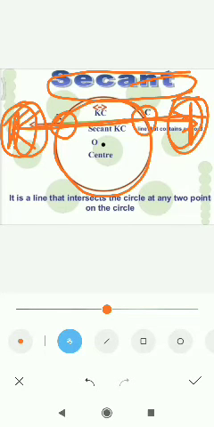So this is a secant. It's a line that intersects the circle at 2 points on the circle. In the same way, this is another secant. Infinite numbers of secants can be drawn on a circle.